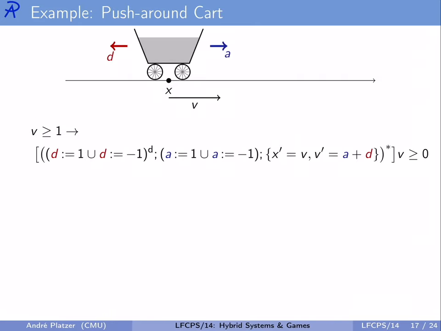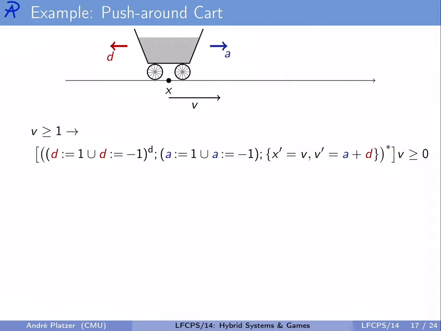But let's move to more interesting games. Let's revisit the push-around-cart game, where Demon and Angel are pulling and pushing on the cart that's moving at position x with velocity v. And now we can ask, if the velocity is greater or equal to 1 in the beginning, then is it true that Demon has a winning strategy where he gets to move first and then Angel gets to make her control choice to make sure the velocity is greater or equal to 0 all the time? It's Angel's choice, right?